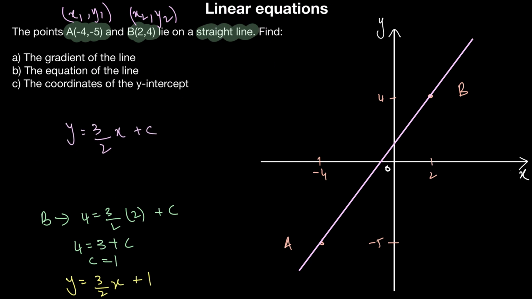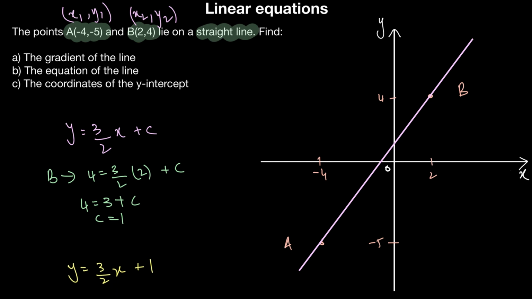And the coordinates of the y-intercept, if we remember, are simply 0, c, because when the graph meets the y-axis, x is equal to 0. The y-intercept is basically the point at which the graph intercepts or intersects the y-axis. So when x is equal to 0, y is equal to 1. So the coordinates of the y-intercept are simply 0, 1.